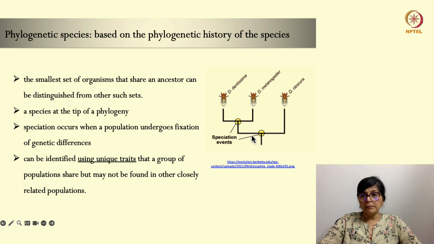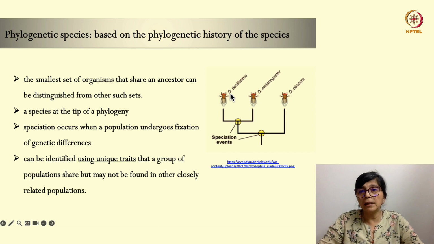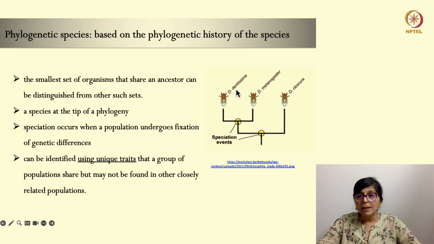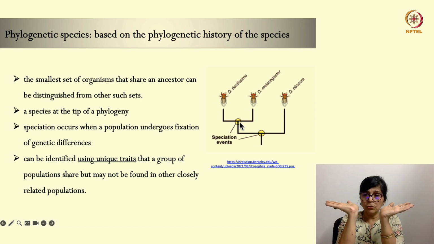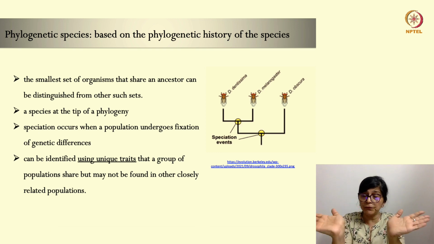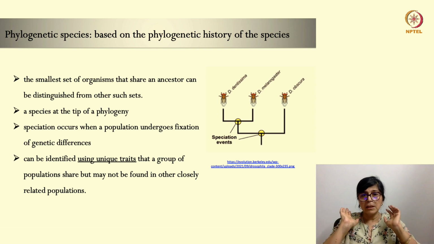If you see this diagram, this is a clade. When we call it a clade, it's a group, right? Here one group has separated into Drosophila dentissima and Drosophila melanogaster. So this is one speciation event that has occurred, which has given rise to two different traits or sets of traits which have diverged. These sets of traits will be clearer if you look into the evolutionary history or genetic structure and variation of the species.